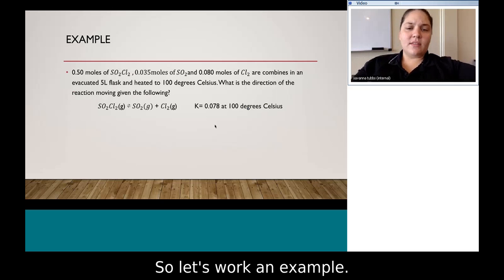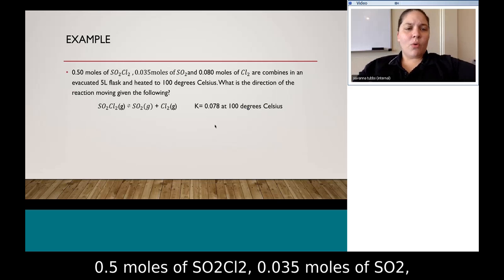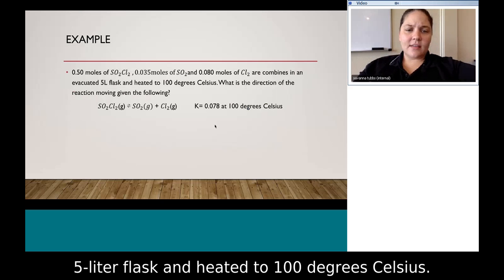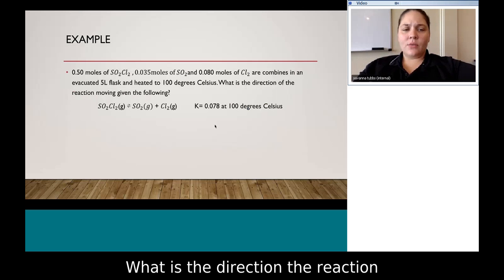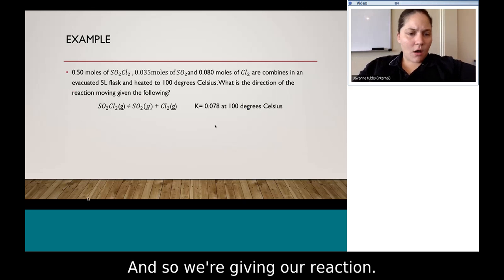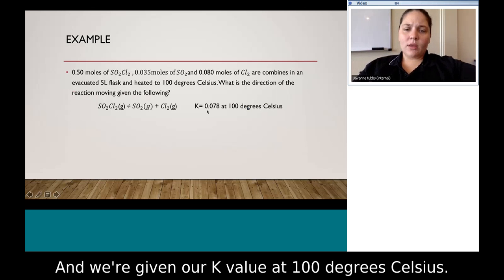So let's work an example. 0.5 moles of SO2Cl2, 0.035 moles of SO2, and 0.080 moles of Cl2 are combined in an evacuated 5-liter flask and heated to 100 degrees Celsius. What is the direction the reaction is moving given the following? And so we're given our reaction and we're given our K value at 100 degrees Celsius.